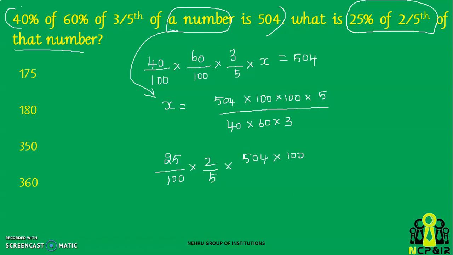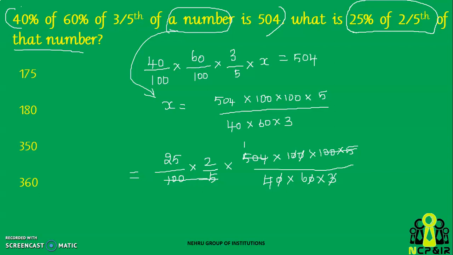504 into 100 into 100 into 5 divided by 40 into 60 into 3. So this is the final step of solution. Now if you see here, see 100 and 5. Here also 100 and 5 I can eliminate because everything is in multiplication and division. Now take this next 100. I can cancel these 2 zeros and here I can eliminate the 2 zeros. See, 5 plus 4 will be 9, so I can use this 3 to solve this one.